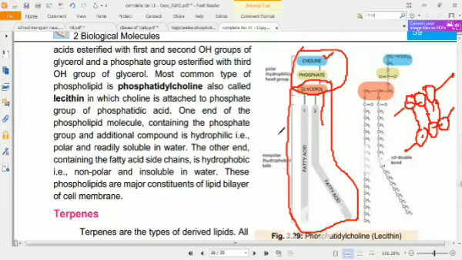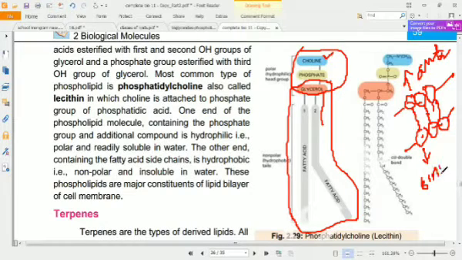That lipid bilayer is formed by phospholipids. The upper one is the polar hydrophilic head, so that's why it points out towards the outer environment. This one points to the inner environment. This is inside of the cell, this is outside of the cell. So it means they are hydrophilic.